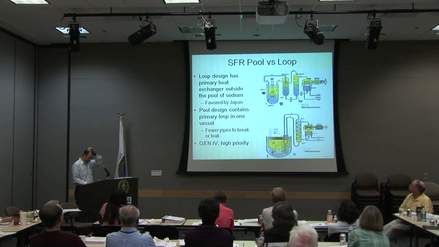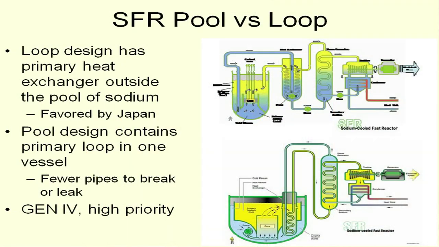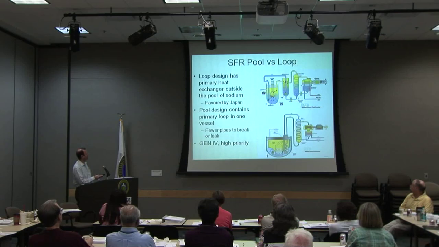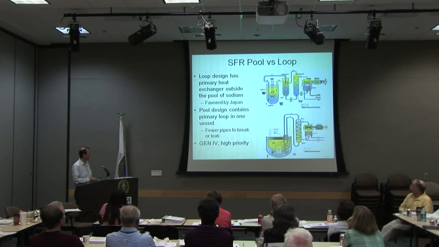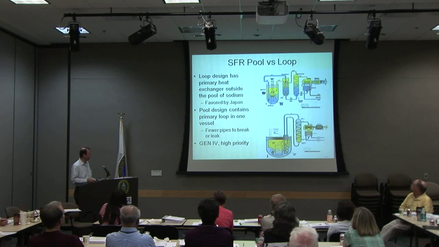And internationally, there are a couple of different design concepts. In the previous diagram, you saw the pool concept down here, where the reactor and heat exchanger sit in a pool, whereas there's the loop design where the heat exchanger sits outside of the vessel. I think the Japanese sort of like this one up here. The U.S. and others tend toward this because it keeps more things in basically a big vat of sodium, which helps your cooling and accident response and that kind of thing. Fairly high priority in the Generation 4 hierarchy as opposed to some of the other reactors.